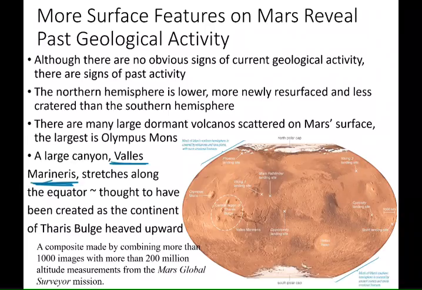See, the northern hemisphere is a little bit lower than the southern hemisphere. And there's this kind of upward bulge called the Tharsis bulge. Olympus Mons is such a cool name. It is, Olympus Mons is a cool name. This is the trench, Valles Marineris, and Olympus Mons is the extinct volcano.